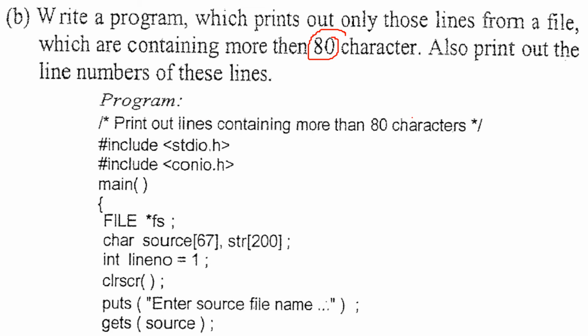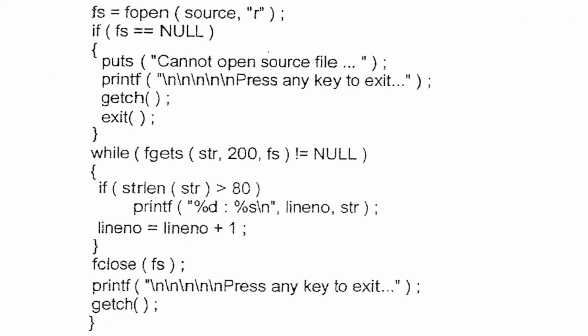stdio, conio we added. We have a source file pointer fs, and we have a string or a character buffer. We start with line number equal to 1. We can start with 0 also because we are going to increment it anyways. Enter source file. We took the file name in the gets. Then we checked after opening in the read mode. If it doesn't open, we exit.